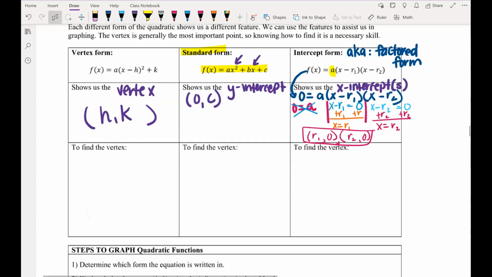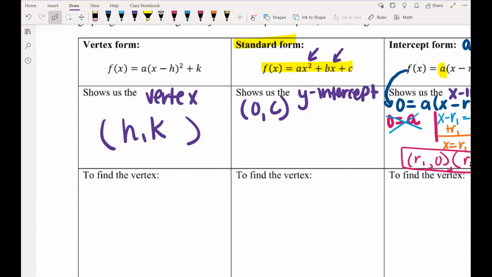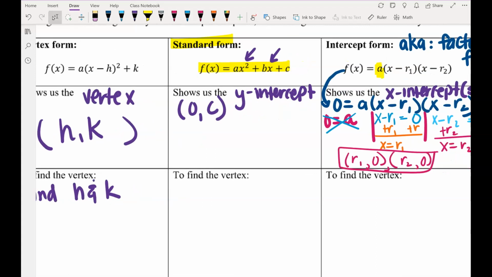Okay. Now on the vertex form, since we did this for homework last night, how do we find the vertex on vertex form? Just simply locate what? h and k. To find the vertex, find h and k. Now every single parabola will have a vertex. On standard form and factor form, it's not as easy as the vertex form, but we will explore those, okay?